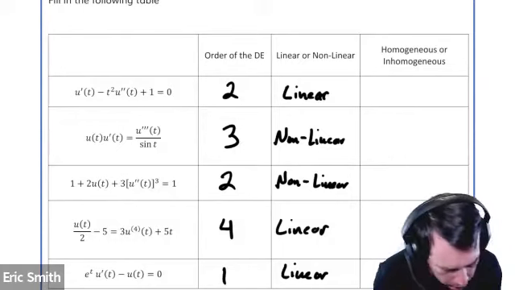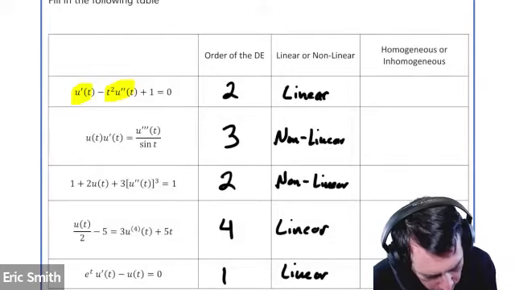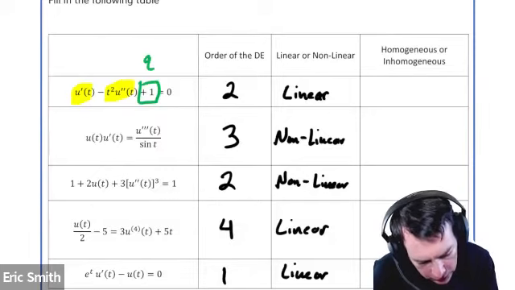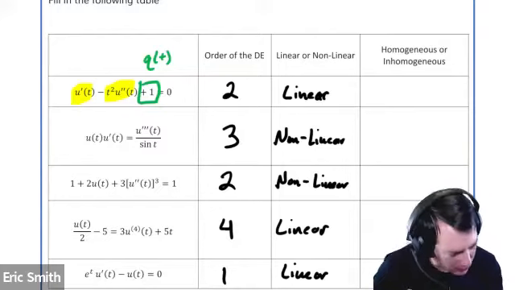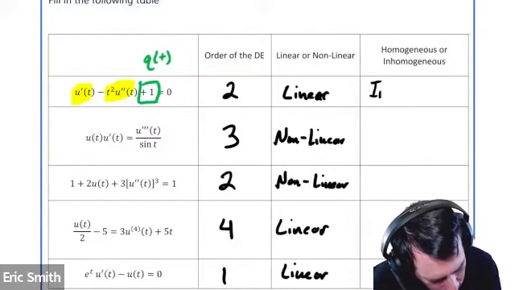All right, first one, that involves u, but look, we have a piece that does not involve u. This is what I'd usually just call the Q function, and sure enough, it's not 0, so we would say that this one is inhomogeneous.